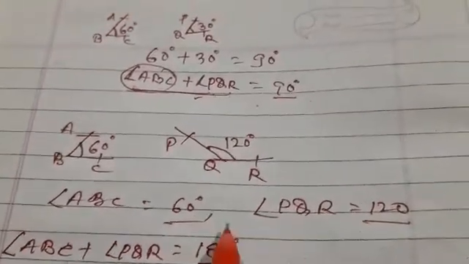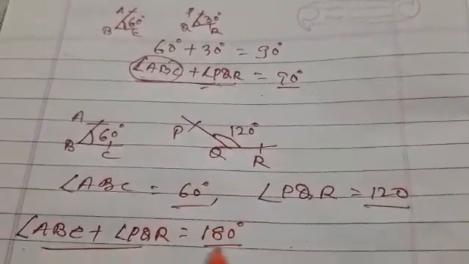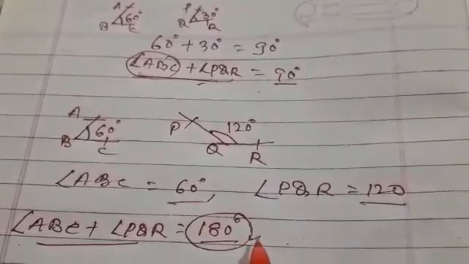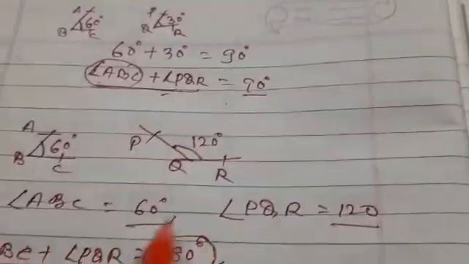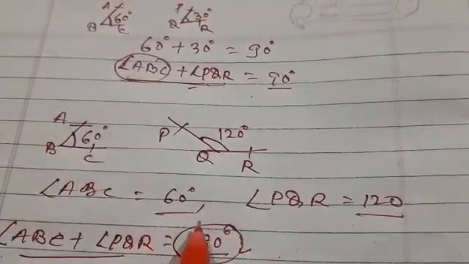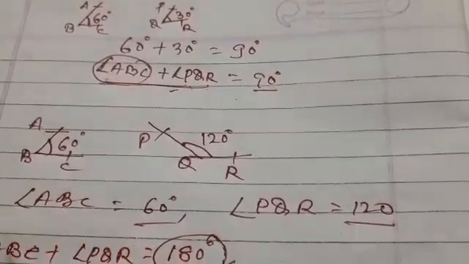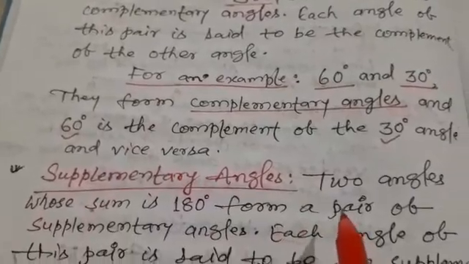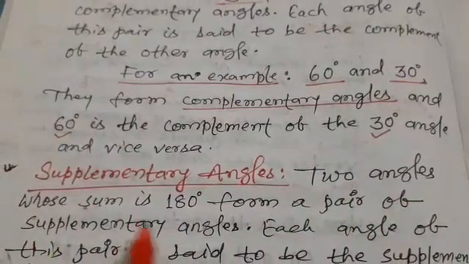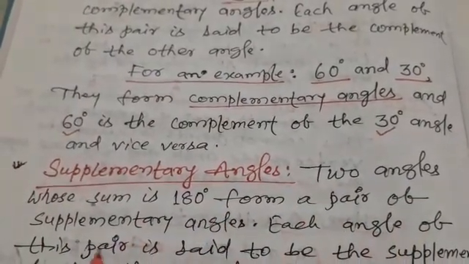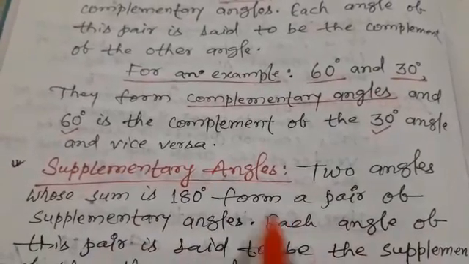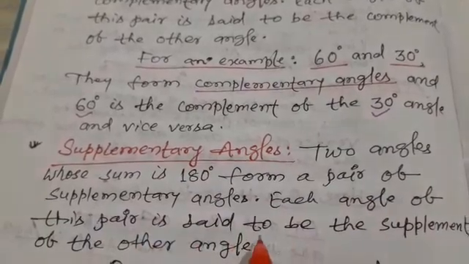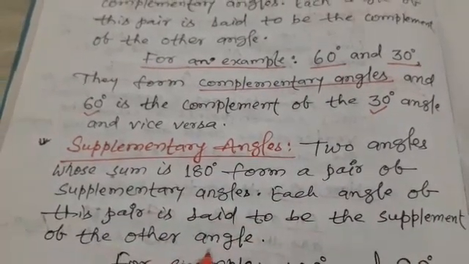When we add two angles and sum of their angles becomes 180 degree, then they are known as supplementary angles, and each angle is known as supplement of the other. Definition is also written here. You write definition from this point. Two angles whose sum is 180 degree form a pair of supplementary angles. Each angle of this pair is said to be the supplement of the other angle.